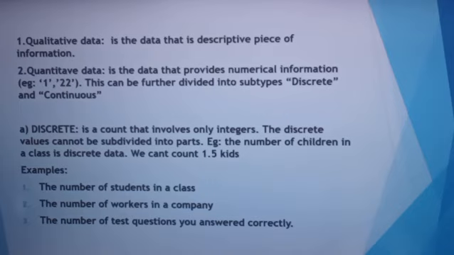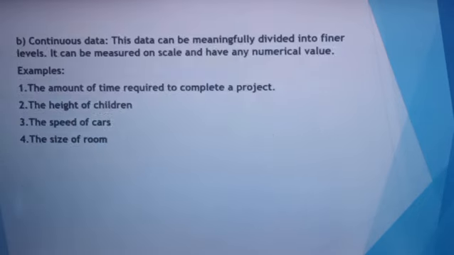Now we'll see what is discrete. Discrete is a count that involves only integers. Discrete values cannot be subdivided into parts. Example, the number of children in a class is discrete data. We can't count 1.5 kids. Example, the number of students in the class, the number of workers in the company, the number of test questions you answered correctly.